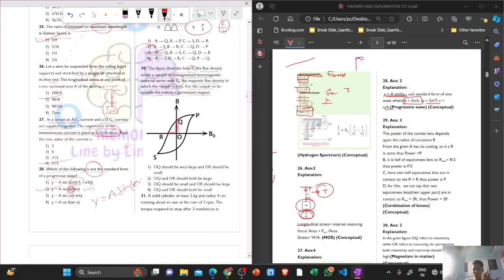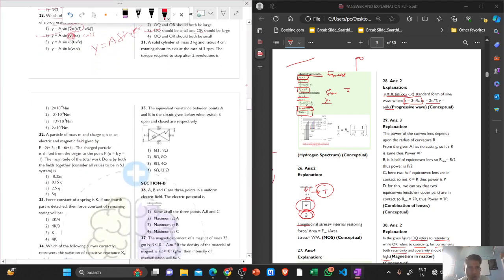Simply from here, OR refers to coercivity. To become a permanent magnet, your OQ and OR should be high. OQ represents the retentivity, how much it retains the magnetic field, and OR represents the coercivity, how much the magnetic field intensity decreases. You can also see the explanation in the given figure. For a permanent magnet, both retentivity and coercivity should be high, so option third will be correct. Moving to the next question.